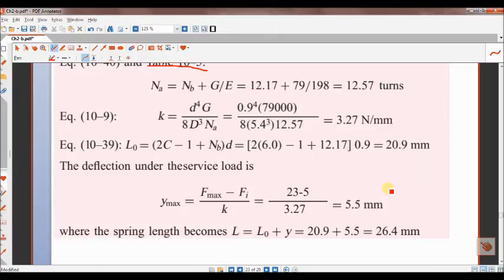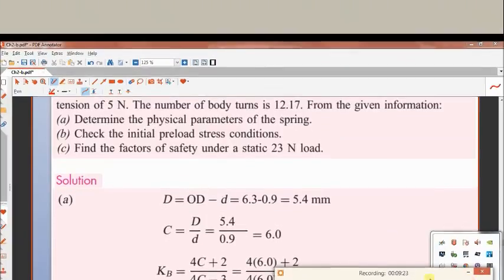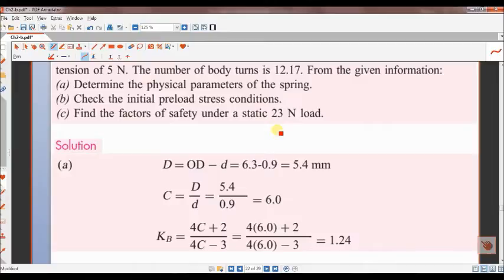Okay, in part C, we are required to find the factor of safety under a static 23 Newton load. In order to determine the safety factor of an extension spring, we have to notice that in any extension spring, there are 3 critical locations, and we have to study these 3 critical locations.